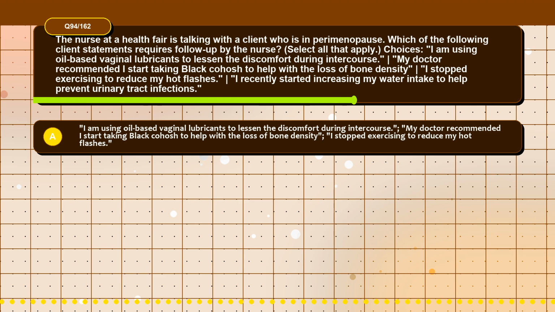Here are the options. Option A: I am using oil-based vaginal lubricants to lessen the discomfort during intercourse. My doctor recommended I start taking black cohosh to help with the loss of bone density. I stopped exercising to reduce my hot flashes.